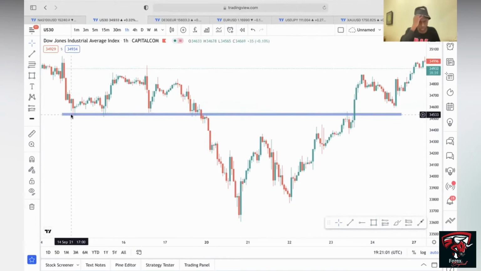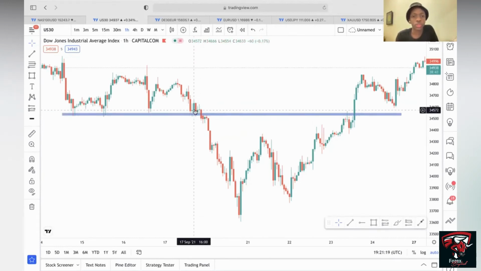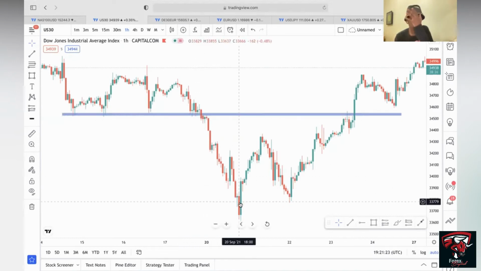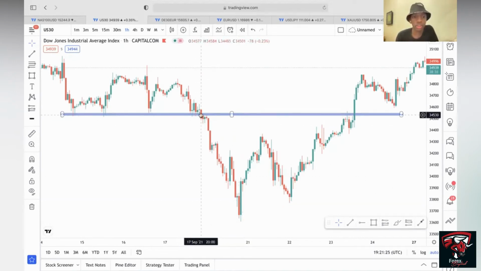As you can see, I drew in a zone on previous support. You can see our first bottom, second bottom, third bottom. This zone was actually pretty powerful, guys. The fact that US 30 was able to break below the zone shows something. You can see that we have a breakout.